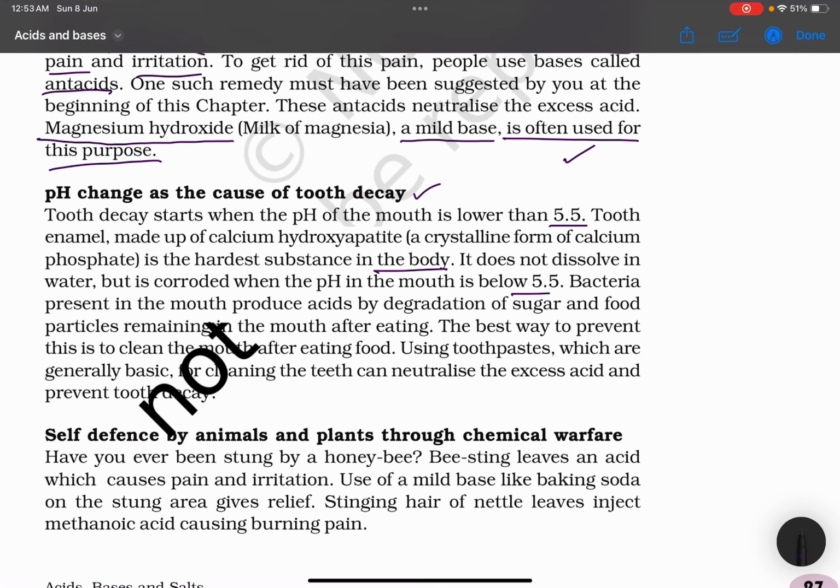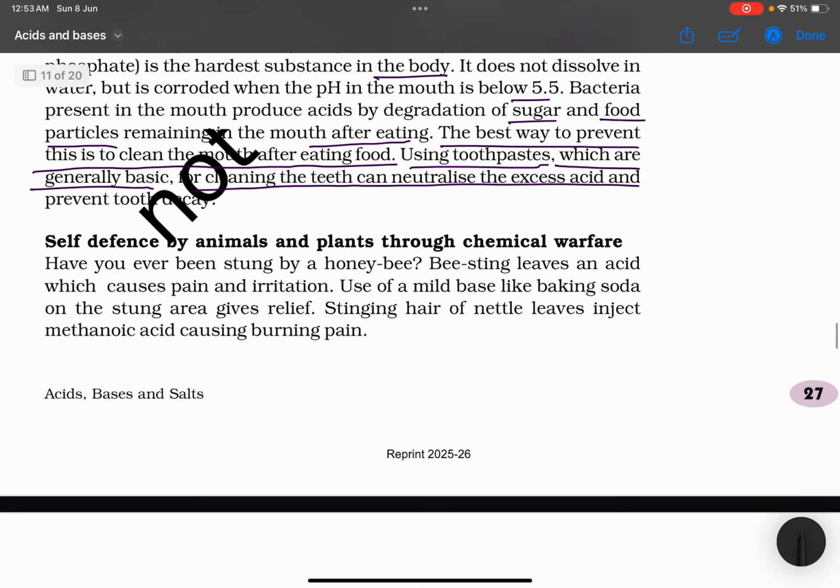Bacteria present in the mouth produce acids by degradation of sugar and food particles remaining in the mouth after eating. So when you are eating more sugar, that sugar will be converted to acids. When the acid quantity is increasing, the pH will come down below 5.5 and tooth decay will take place. The best way to prevent this is to clean the mouth after eating foods using toothpastes, which are generally basic. Cleaning the teeth with them can neutralize the excess acid and prevent tooth decay. Common sense.